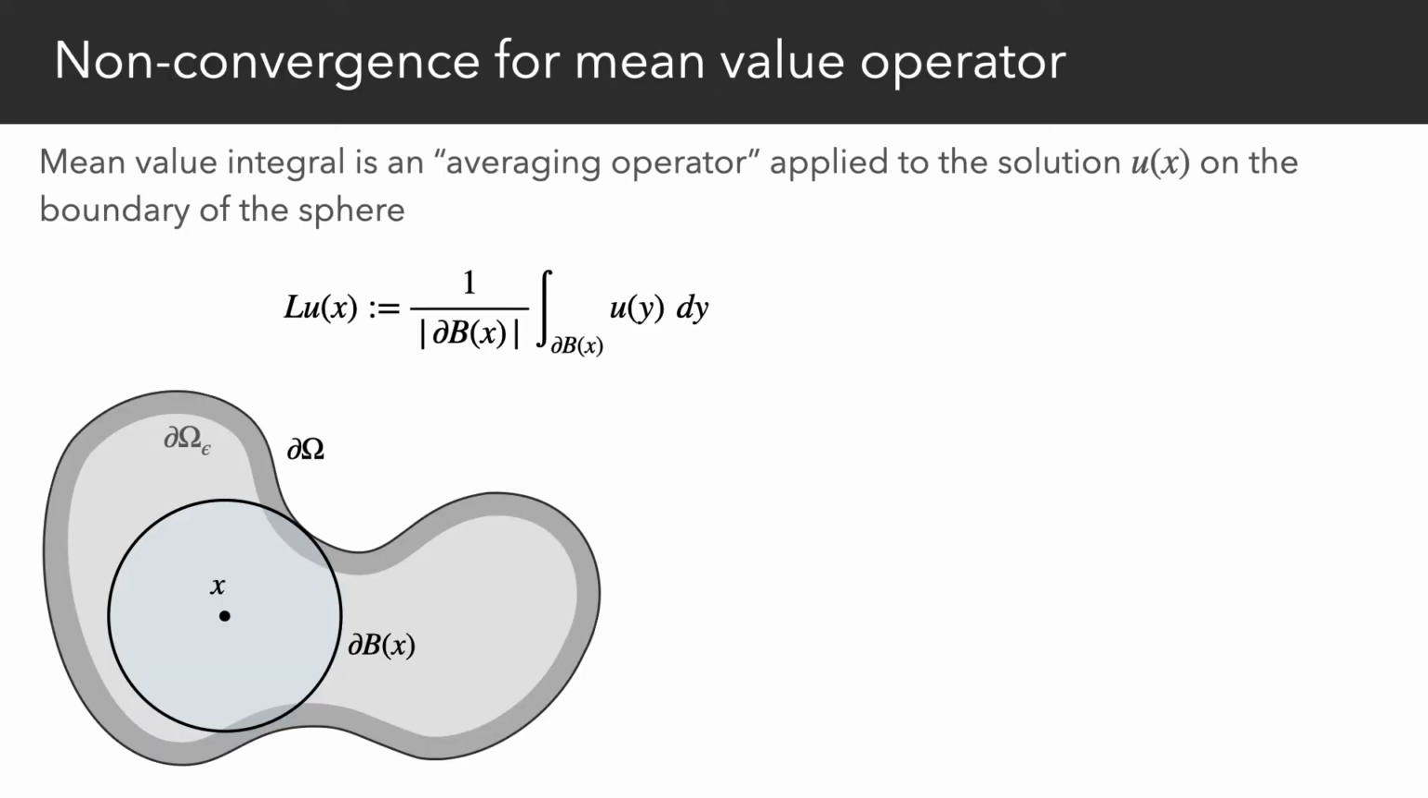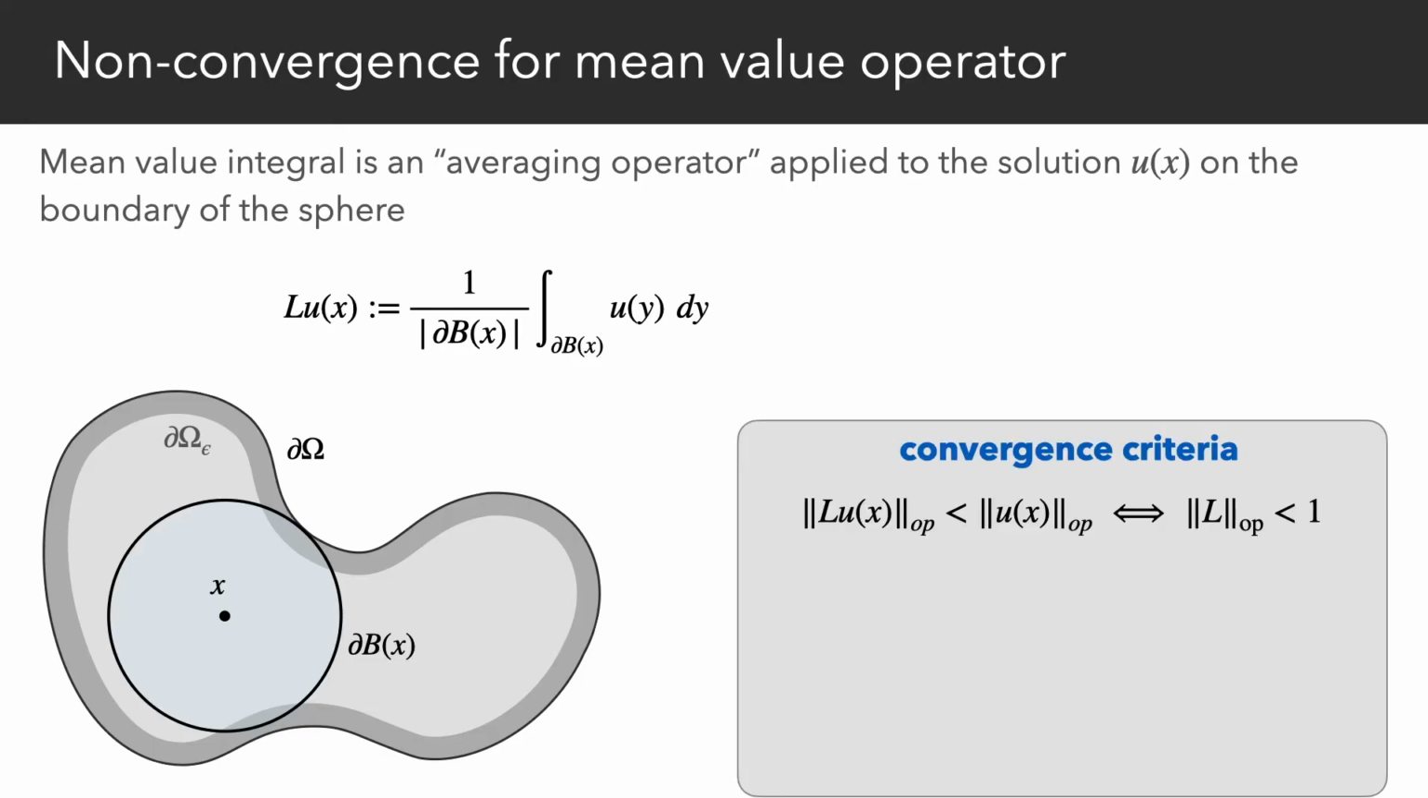To analyze the convergence condition for the mean value integral, it's sufficient to check that the norm of the integral operator is less than 1. The mean value over the ball, however, doesn't actually converge, since its operator norm is always equal to, but never less than, 1. And this makes sense. There's no termination condition inside of the averaging operator. We just keep recursively evaluating the solution.